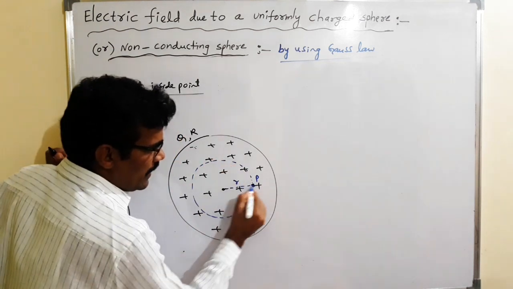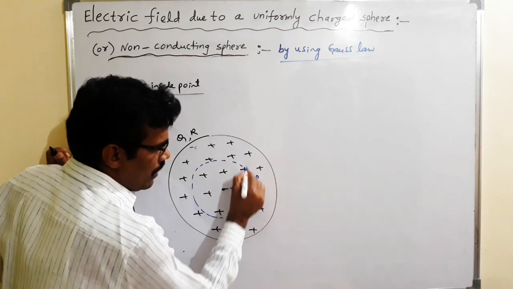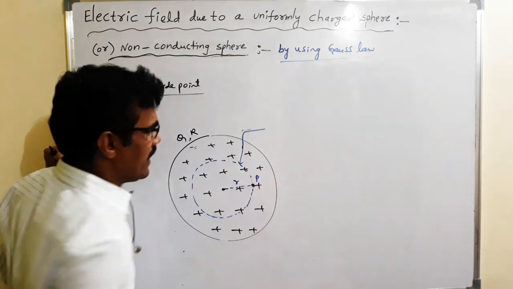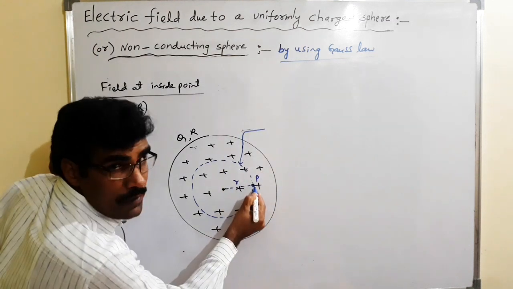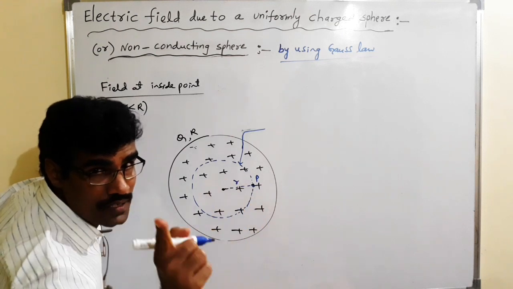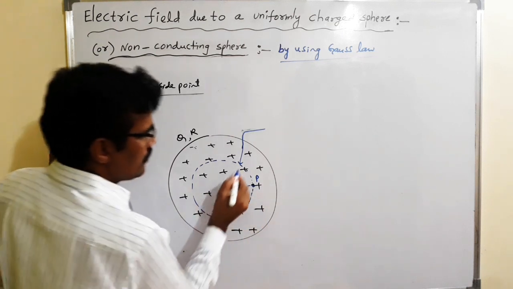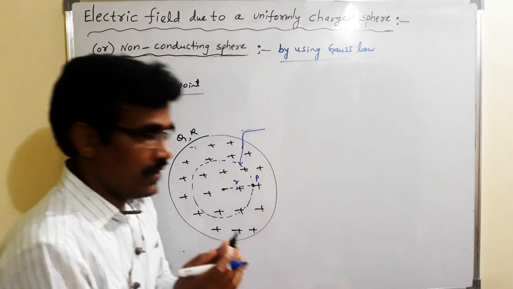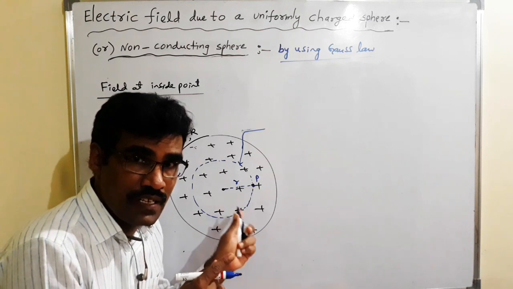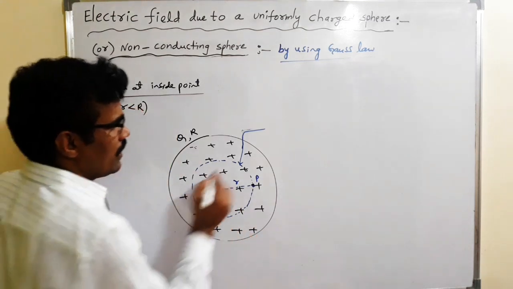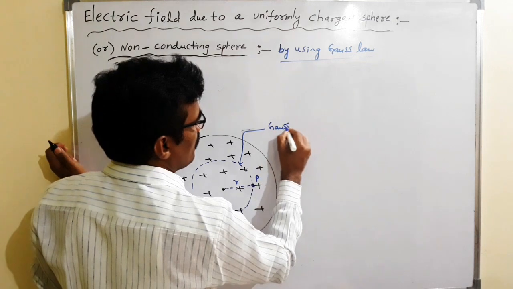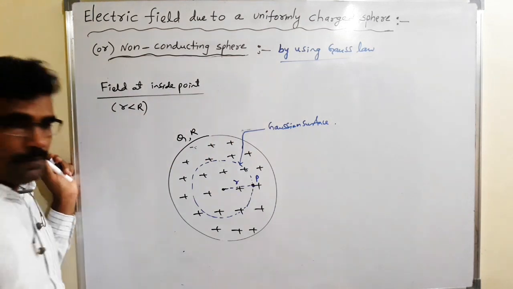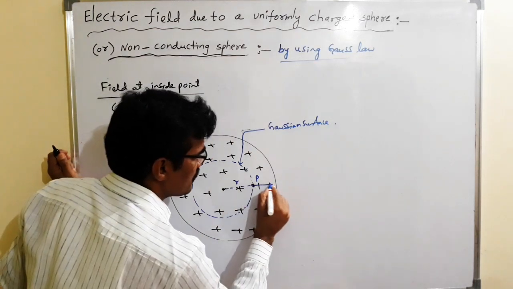At this point, the field is E. On the Gaussian surface, the field is the same in magnitude everywhere. The magnitude of the intensity of the electric field at all points on the Gaussian surface must be equal. Suppose here the field is E, what about here? E, everywhere on the Gaussian surface. What is the shape of the Gaussian surface? For this case, spherical. This is the Gaussian surface.